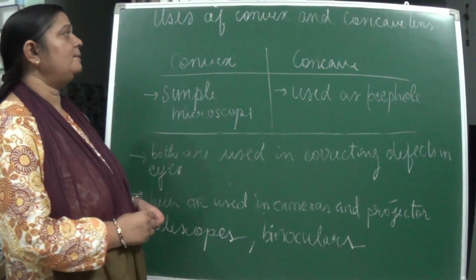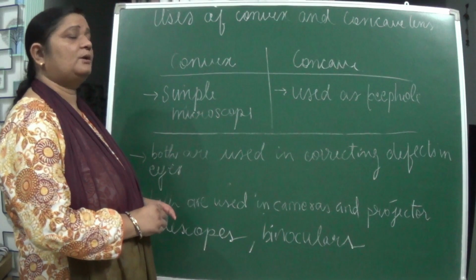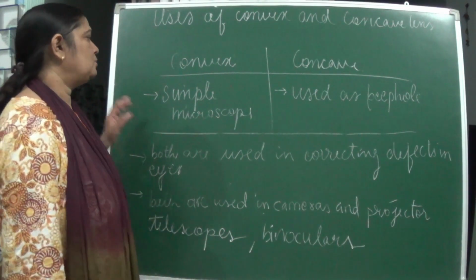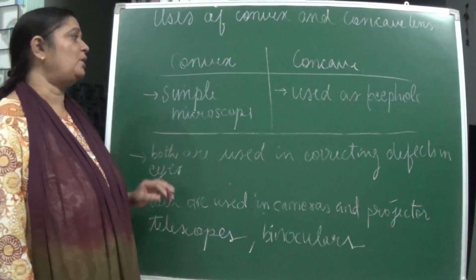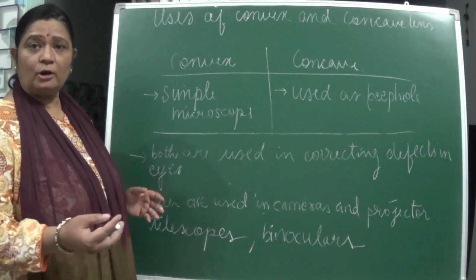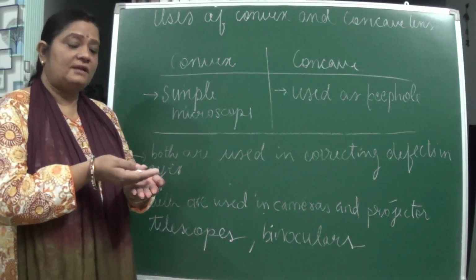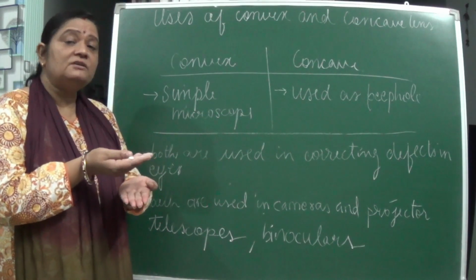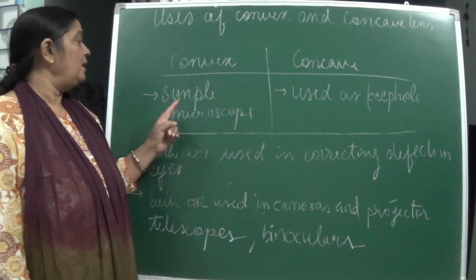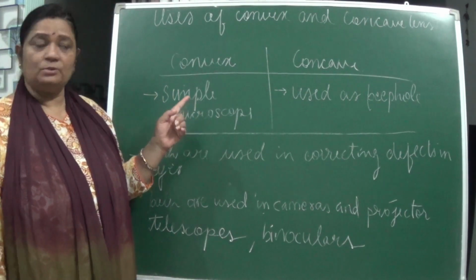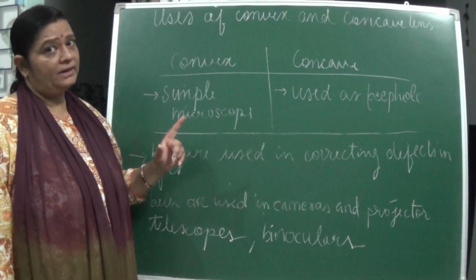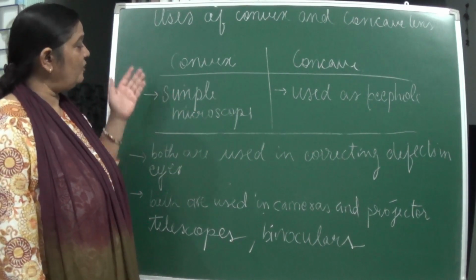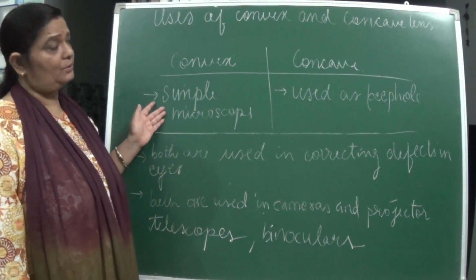Now let us study the uses of the convex and the concave lens. Convex lens: you have seen simple microscopes. They magnify the objects. The object is kept beneath, you see it from above and you see it magnified. I said this can be formed by a convex lens only, because a concave lens always forms a diminished image. So a convex lens is used in a simple microscope.